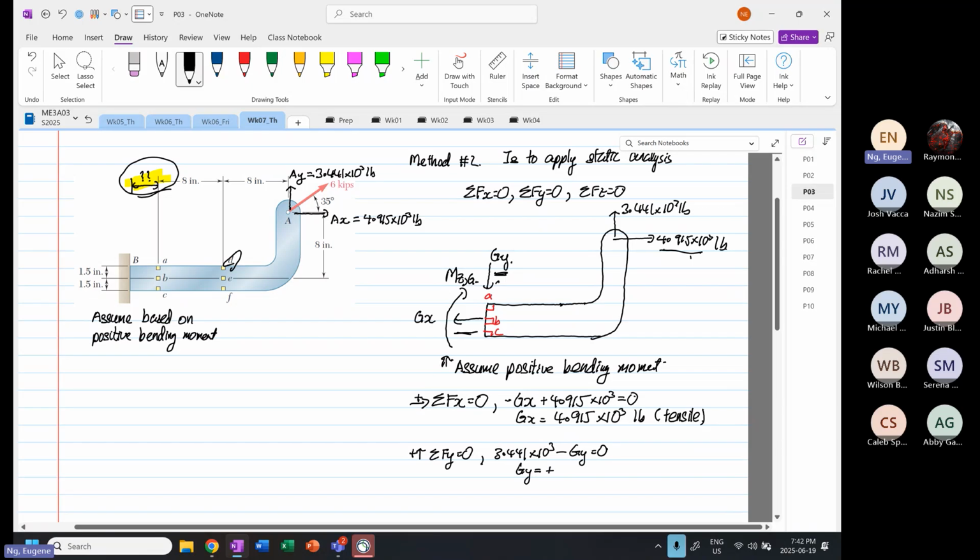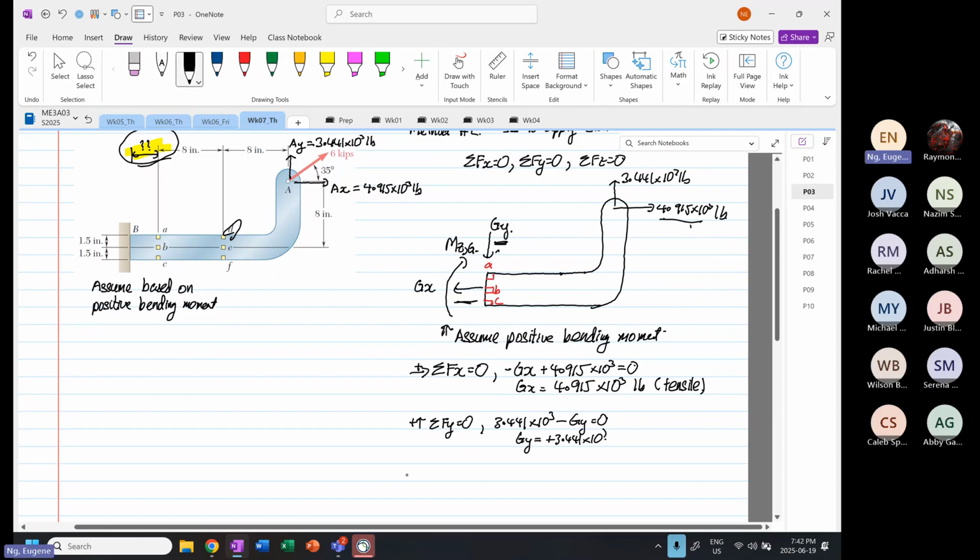GY is equal to positive 3.441 times 10 to the power 3. Okay. Then the last one is we are going to take summation about moment in the Z direction. The moment is going to take at point G. The whole thing is equal to 0. So i.e., we're going to take moment at where my dot is.